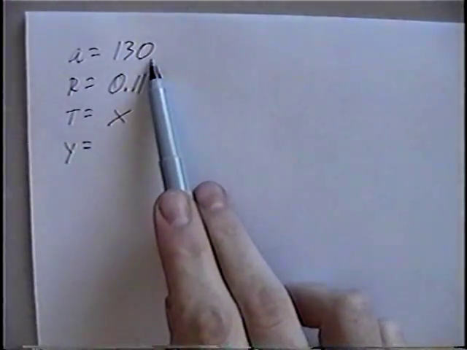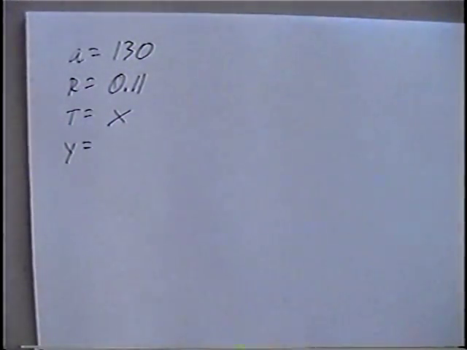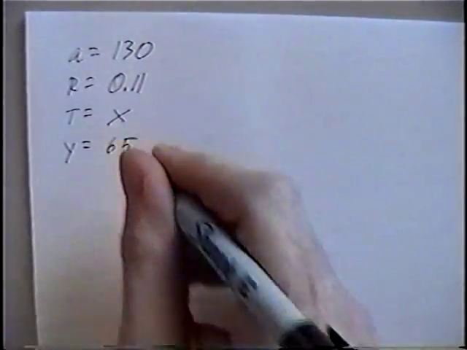Y will be the final amount. We want half the caffeine to be eliminated. So if our initial amount is 130, half of 130 would be 65.